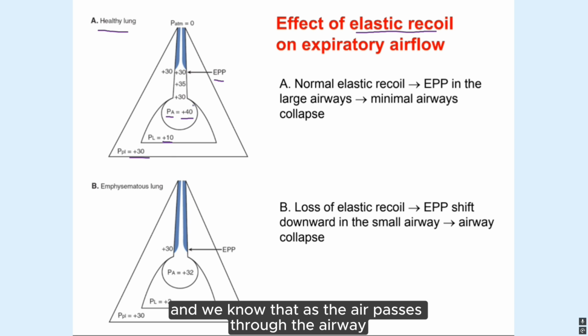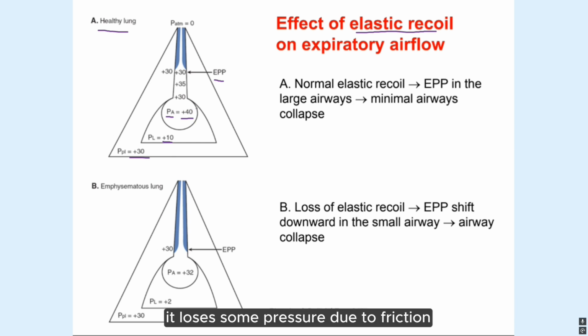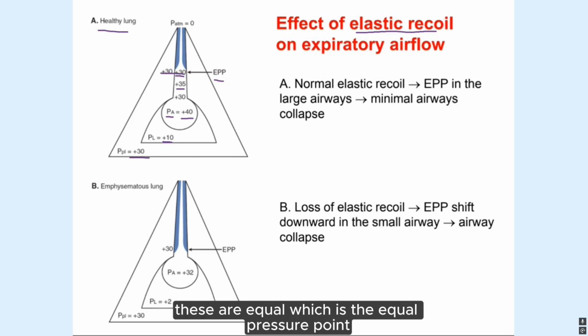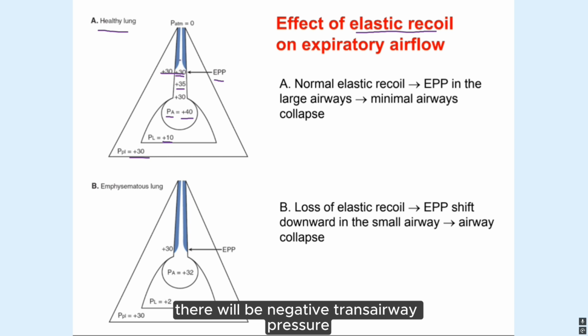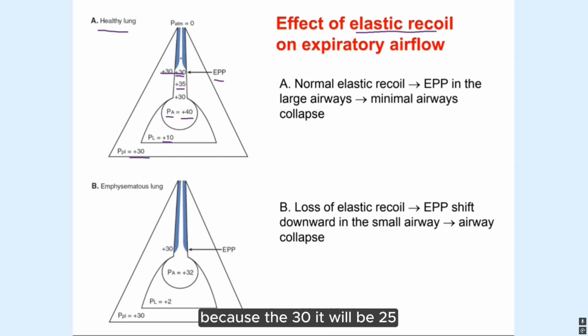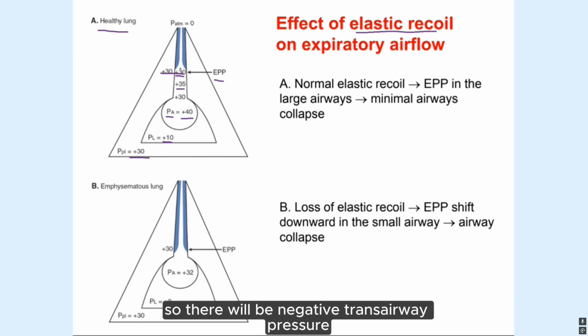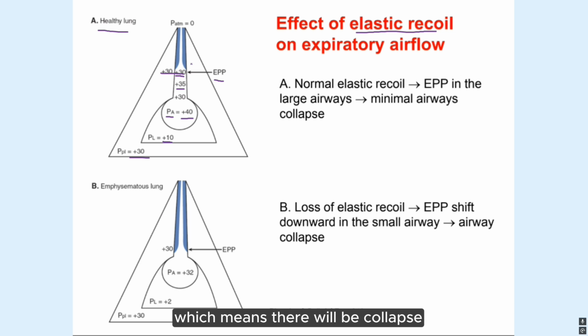And we know that as the air passes through the airway, it loses some pressure due to friction. So from 40 it becomes 35 and then it becomes 30. 30 and 30 of the pleural pressure, these are equal, which is the equal pressure point. And we know that after the equal pressure point, so this part over here, there will be negative trans-airway pressure, because the 30 will be 25, and 25 minus 30 is -5. So there will be negative trans-airway pressure, which means there will be collapse.